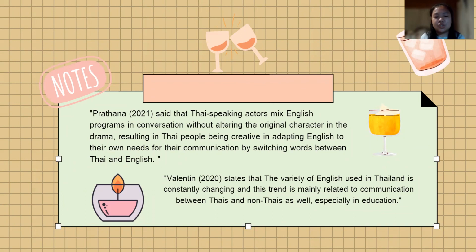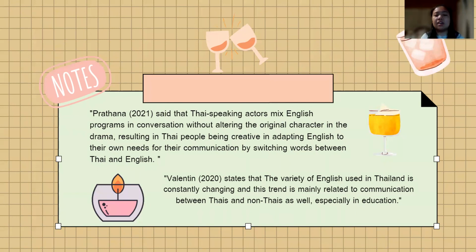From the resources that I chose, the first one said Thai speaking actors mix English into the conversation without altering the original characters in the dramas, resulting in Thai people being creative in adapting English to their own communication needs by switching words between Thai and English. It means teenagers or younger people try to create new words mixing Thai and English, such as so cool, which in Thai means very much. They mix Thai words and English words.